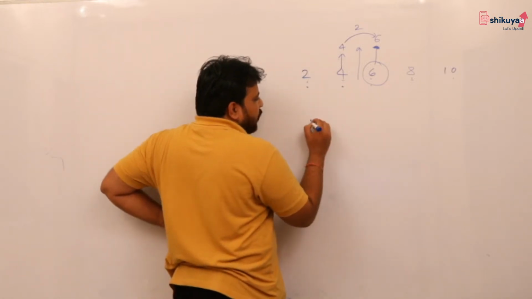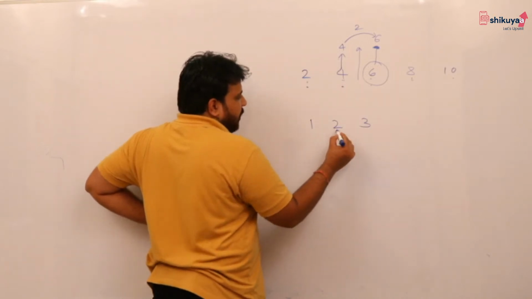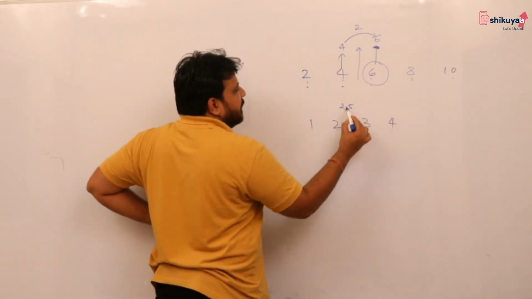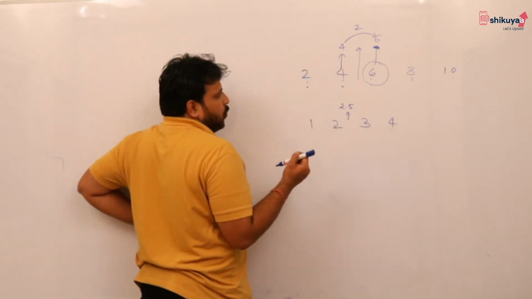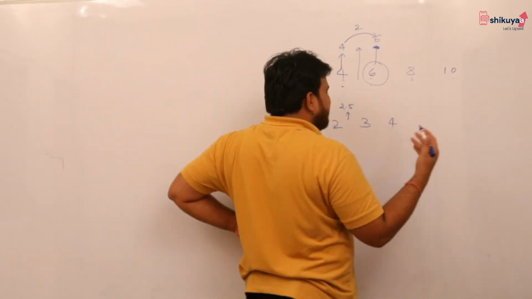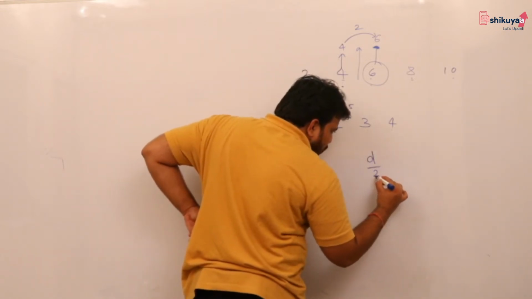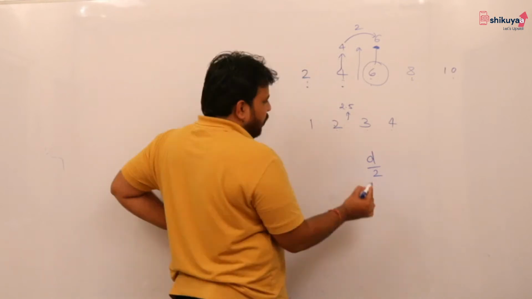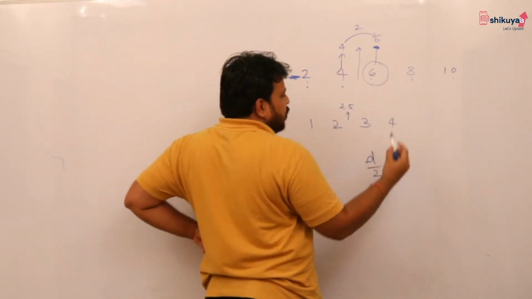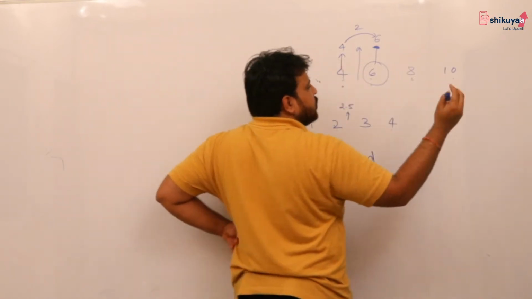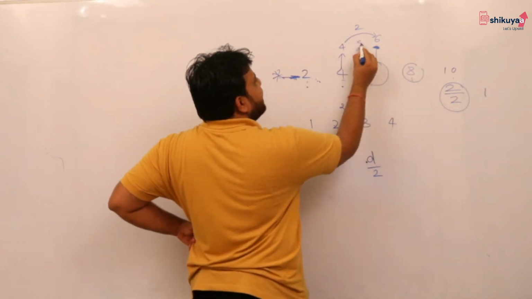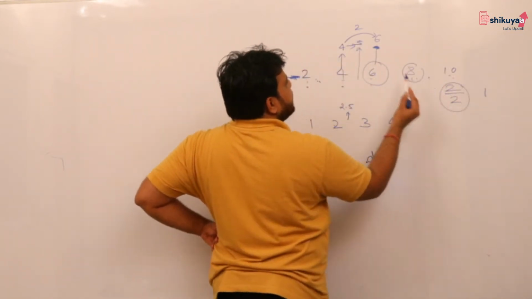Similarly, if you take the example of 1, 2, 3, initially the average is 2. If I add the next number 4 to this series, the average becomes 2.5. That is, the average has increased by half. So in an arithmetic series, the average increases by d by 2 when you add one number. What is d? d is the difference of two consecutive terms. For this even series, the difference was 2. So 2 by 2, that is 1. When I added 8 into the series, the average increased by 1. When I added two numbers, the average increased by 2.